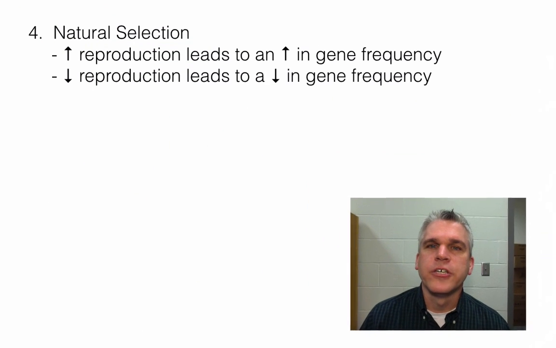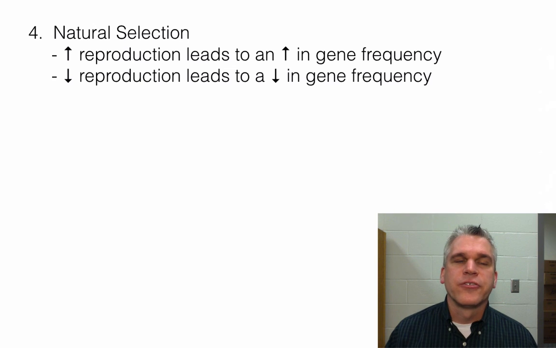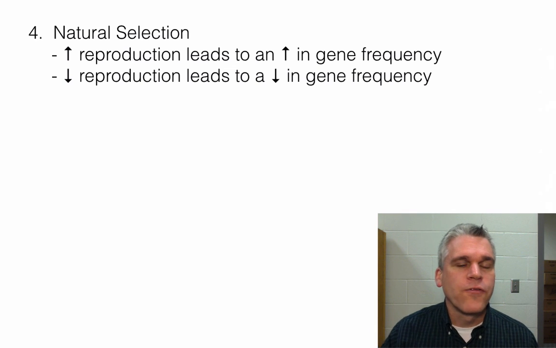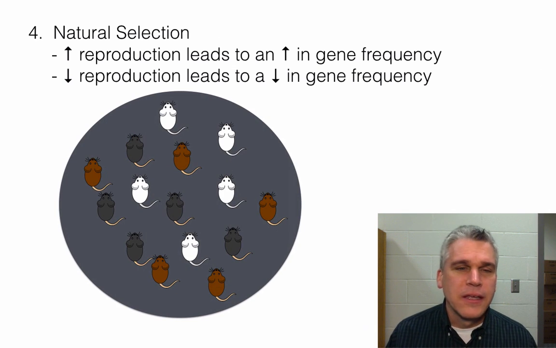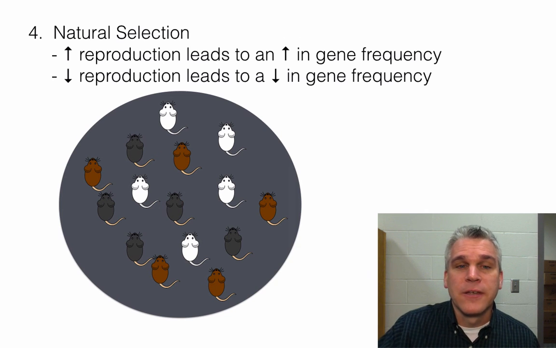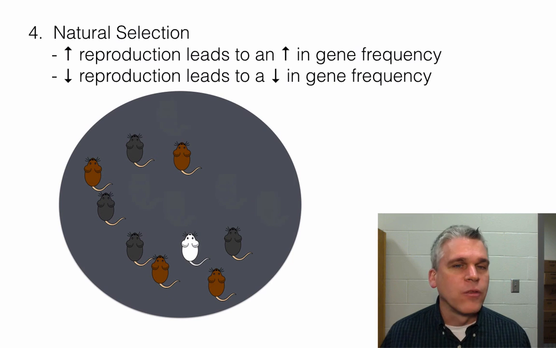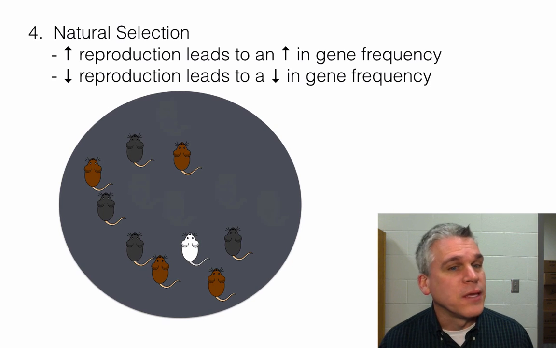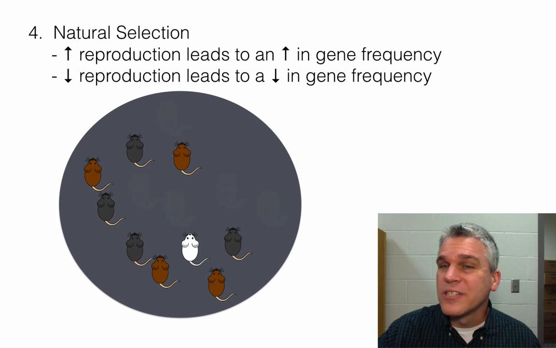The fourth way that a gene pool can change is through natural selection. If certain traits have a higher reproduction, that can lead to an increase in the gene frequency. If some individuals are not reproducing very much, they're going to have a decrease in their gene frequency. So for instance, let's say in this environment, those white mice don't have as much of a survival advantage as the black and the brown mice. So some of them get picked off, some of them get eaten. And notice what happens. The white allele frequency starts to go down, the black allele frequency begins to go up, whereas maybe the brown allele frequency stays about the same.